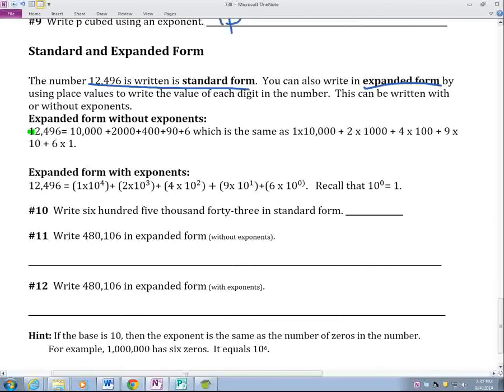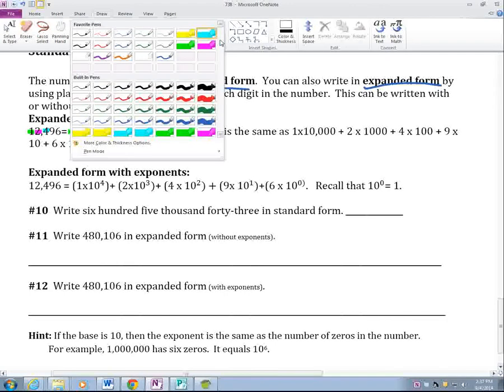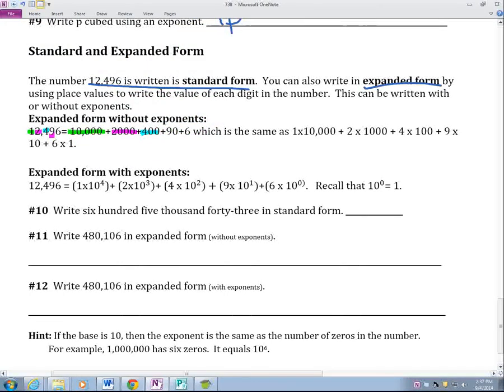1 in the 10,000s digit, so that becomes 10,000. We have 2 in the 1,000s digit, that becomes 2,000. We have 4 in the hundreds digit, that becomes 400. You following me? Now I know this is not new to you. Well, it shouldn't be. Then we have 9 in the 10s digit, which is 90.